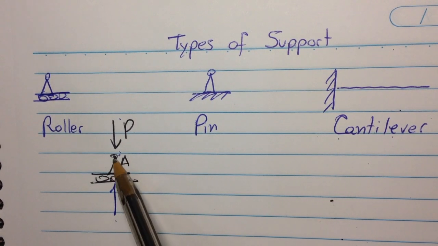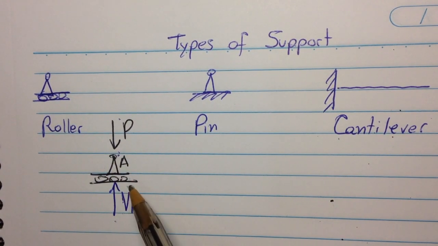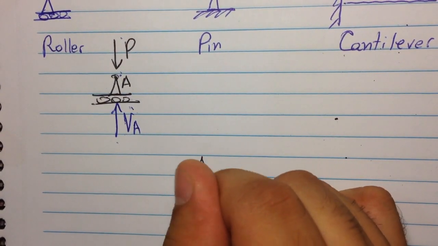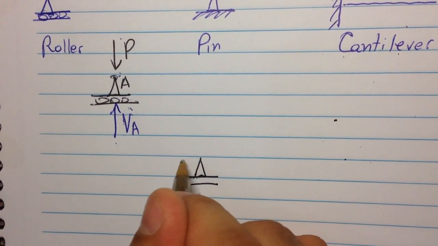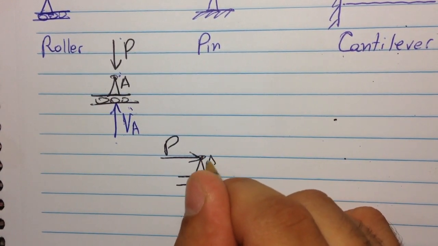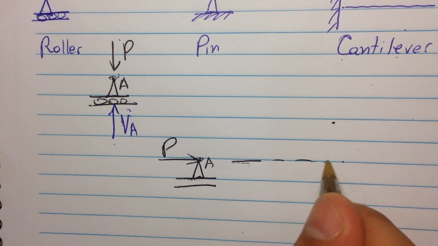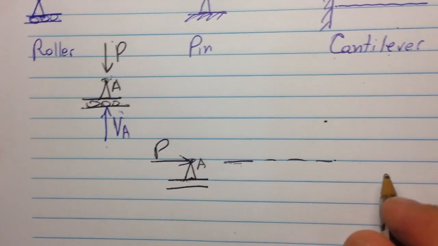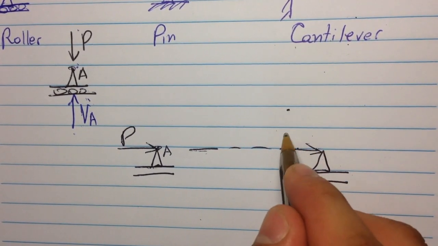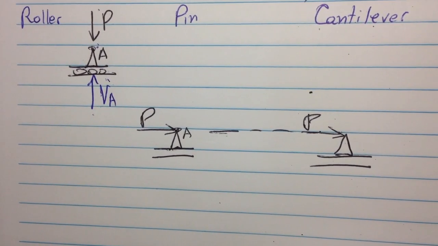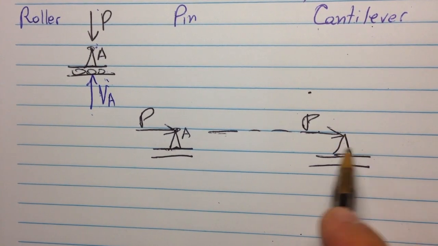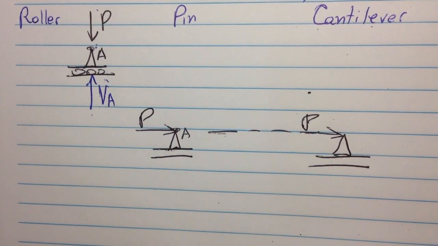Then what that means is that this point A cannot move up and down. However, if we take this support and apply a load in a horizontal direction, let's call the load P, and let's say this point is still point A, the support tends to go in the direction of the load. What I'm trying to say is that the roller support does not restrain sideways loads in any way.